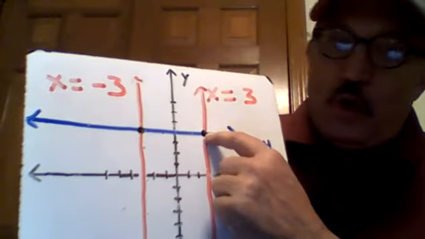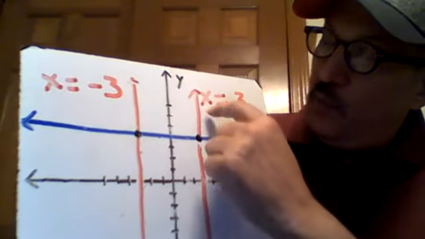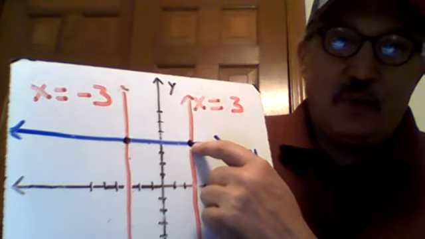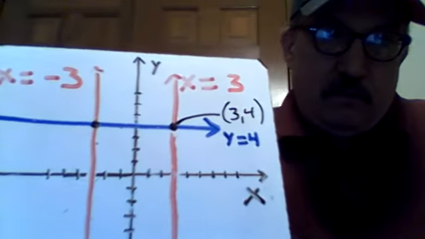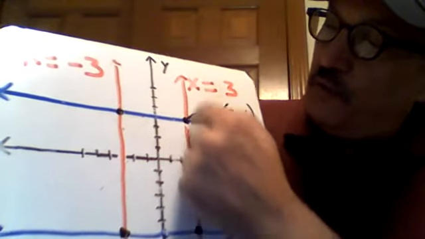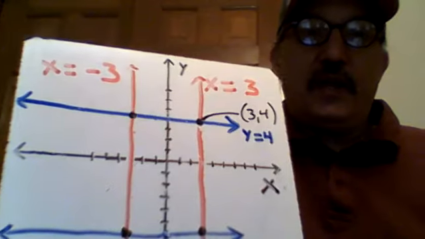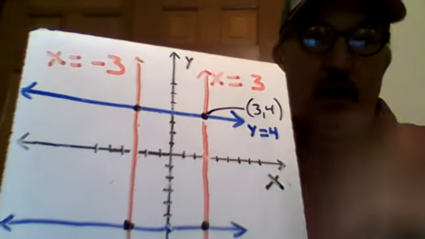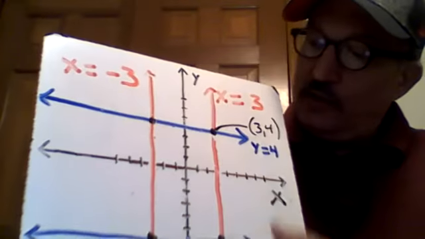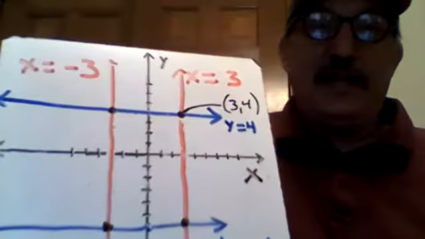Well, what are the coordinates of this point? Well, it's on the line x equals 3, and it's also on the line y equals 4. The coordinates of this point here are (3, 4). Now, you knew how to get to that before you ever considered vertical and horizontal lines. To get to this point, you go 3 to the right and up 4. But now you can see it as every point in the plane. You can see it as an intersection of a horizontal line and a vertical line. The vertical line gives you the x coordinate, and the horizontal line gives you the y coordinate.